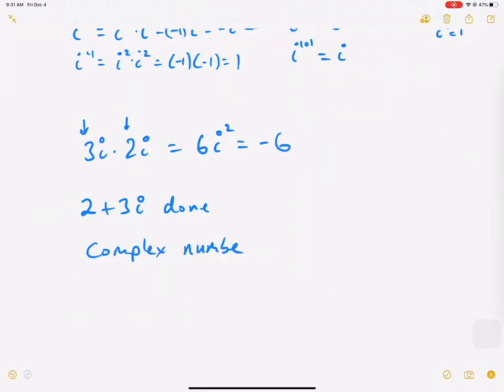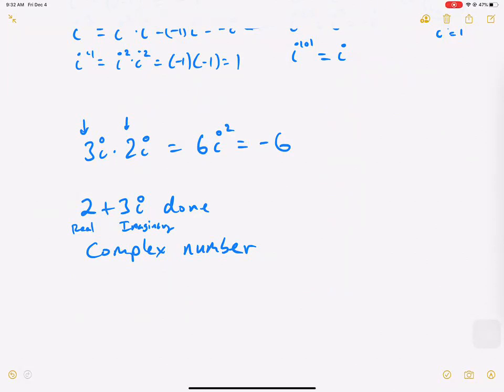A complex number is a number made up of real and imaginary numbers. A complex number is made up of real parts and imaginary parts. This is how we describe a complex number. You can actually graph a complex number.